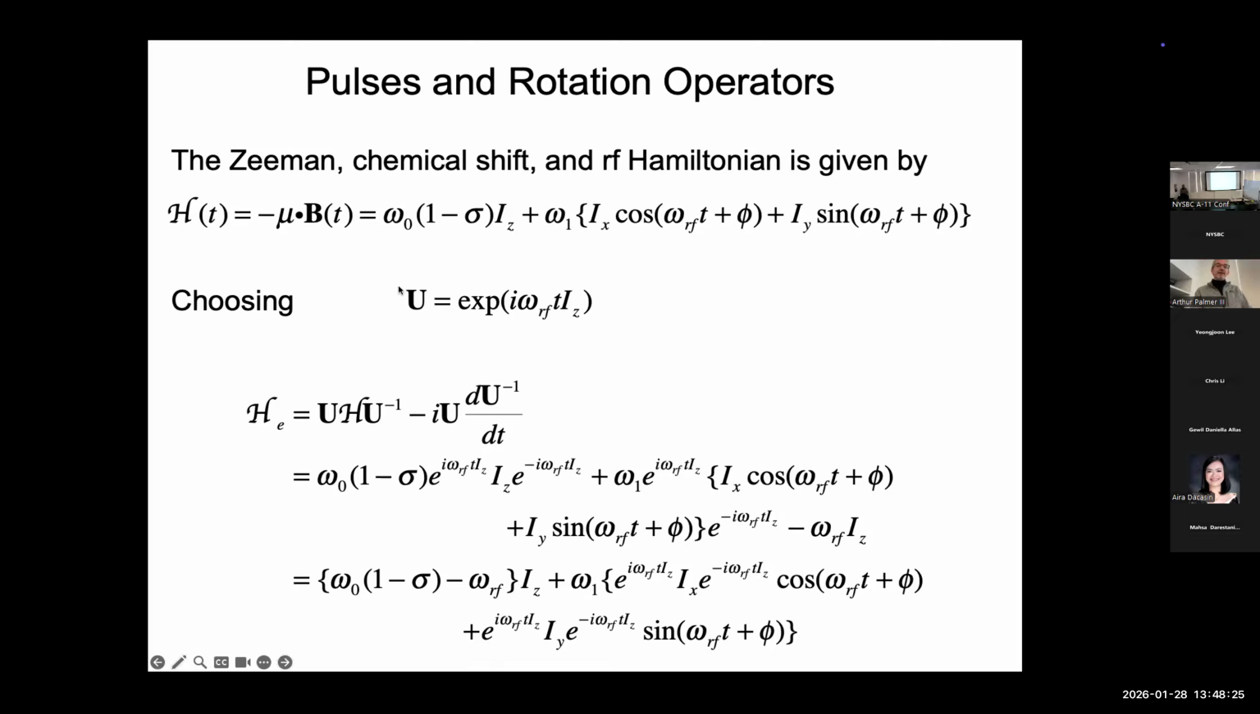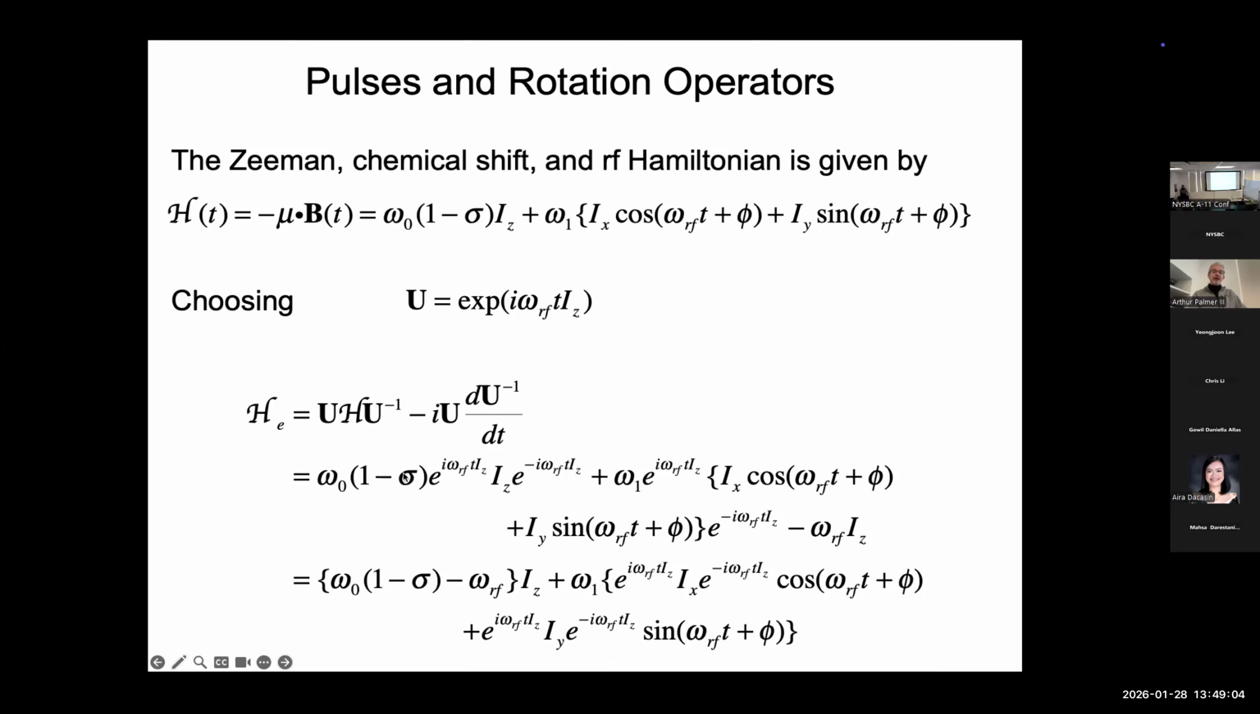So then, if we do a frame transformation by this rotation, what is the effective Hamiltonian? And here was our equation. We have to multiply this Hamiltonian by this unitary matrix, and we have to calculate this derivative. So here I've just plugged in. I have to multiply on one side of the operator by U and the other side of the operator by U minus 1.